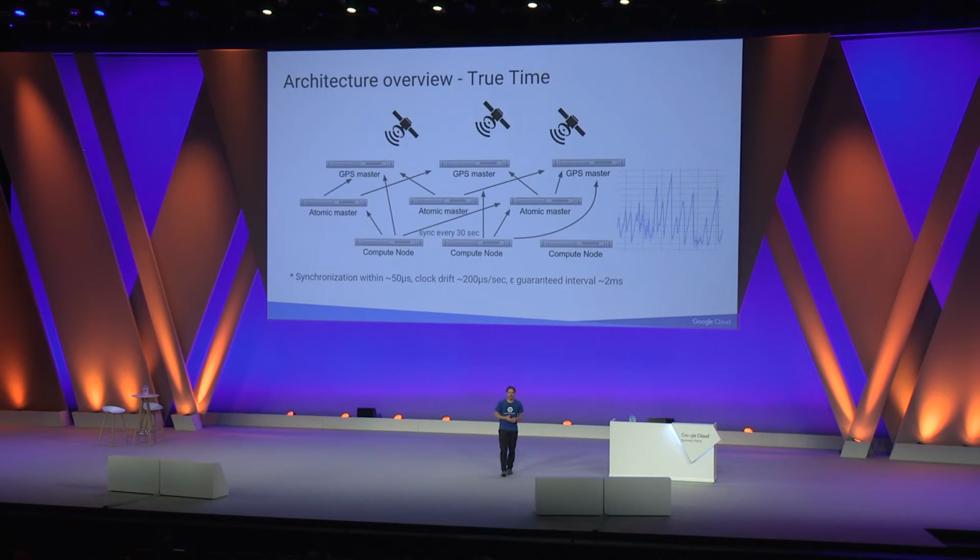Now, how does it look in hardware? In all our data centers, we have atomic clocks and GPS receivers, or time clocks, so to say. And we use GPS to synchronize the clocks around the globe. And then we have atomic clocks, which we synchronize with these GPS time masters.